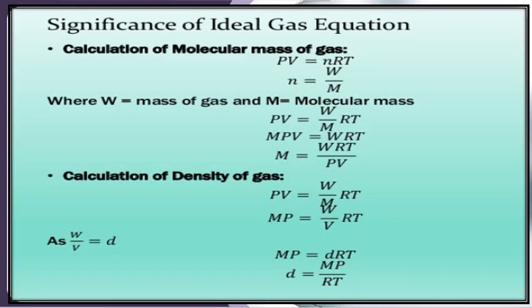Okay, now come to the next one. Here we have the significance of the ideal gas equation. As we have derived it in the previous lecture, you know very well that the equation is given as PV is equal to nRT. Now from this ideal gas equation we can calculate the molar volume, molecular mass of the substance, as well as the density of the gas.